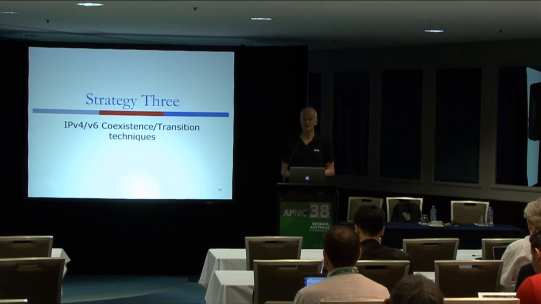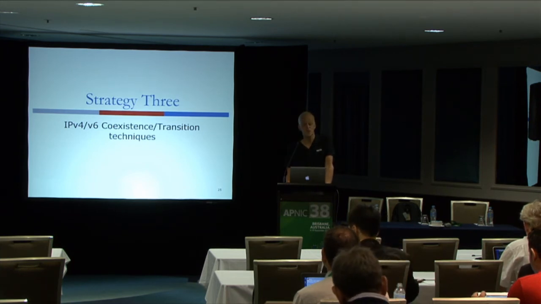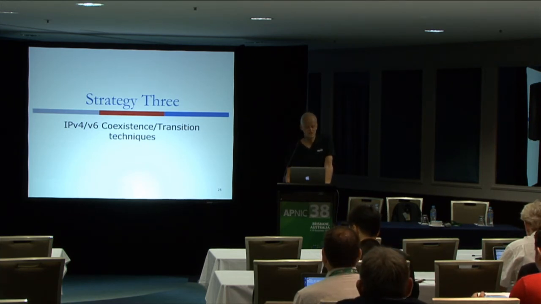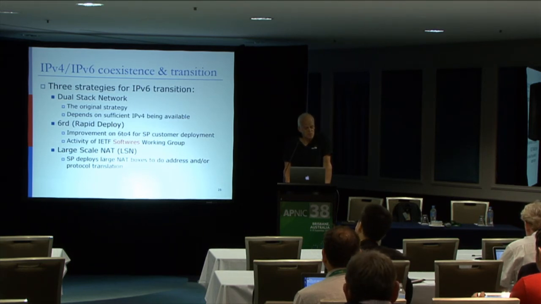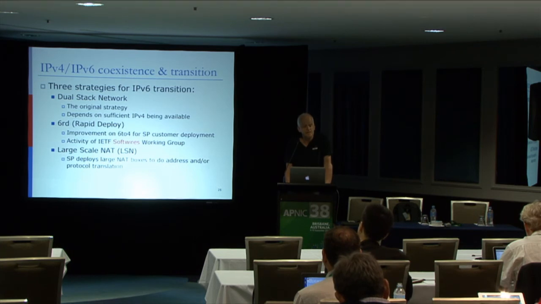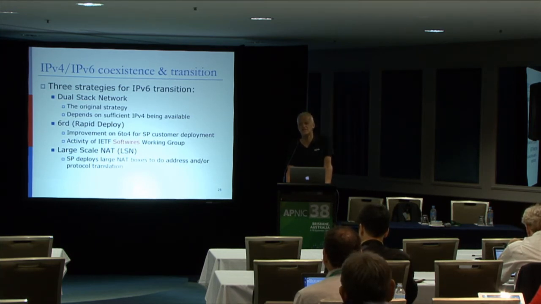As I was saying earlier, I don't really know when v4 is going to be turned off. It very much depends on when the content ends up all on v6 and people decide to turn things off. So we have 3 strategies for v6 transition: dual-stack network, 6RD, large-scale NAT. These are probably the 3 that we see being widely used. And again, we'll look at each one. I need to chop large-scale NAT up into other pieces as well because there are many aspects of large-scale NAT.